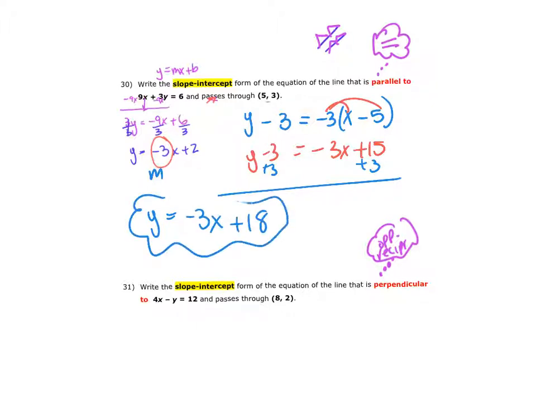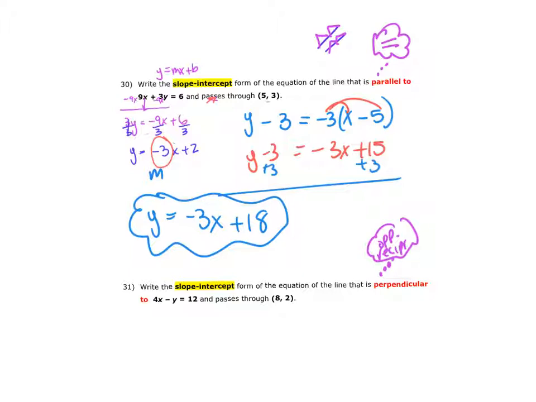Notice that this equation and this one are different in that they have different y-intercepts because they are different lines. But they're similar because they both have the same exact slope because of the fact that they are parallel.